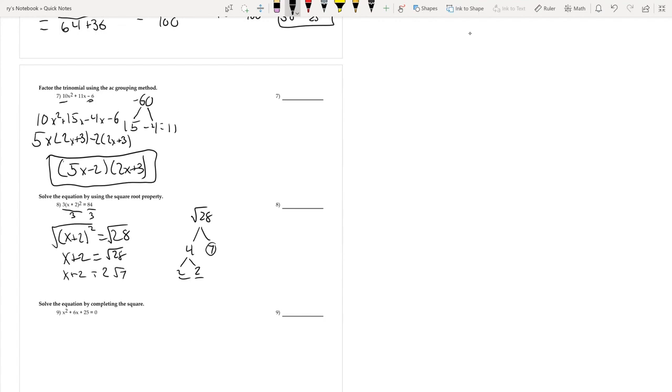One thing I forgot to add, super important, whenever you take the square root, remember your plus or minus. This is plus or minus the square root of 28, plus or minus 2 square root of 7. So now I'll subtract 2 to get x alone. So my final answer, writing it over here, I get x is equal to -2 plus or minus 2 square root of 7.